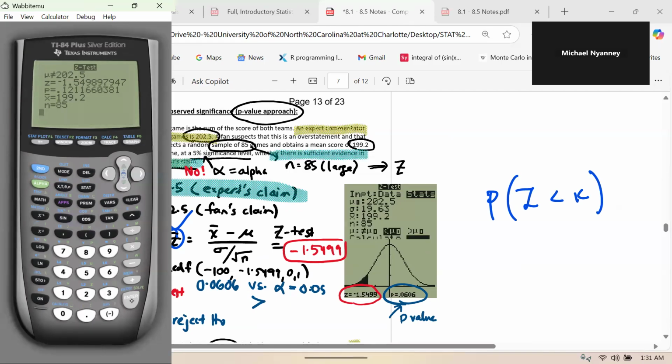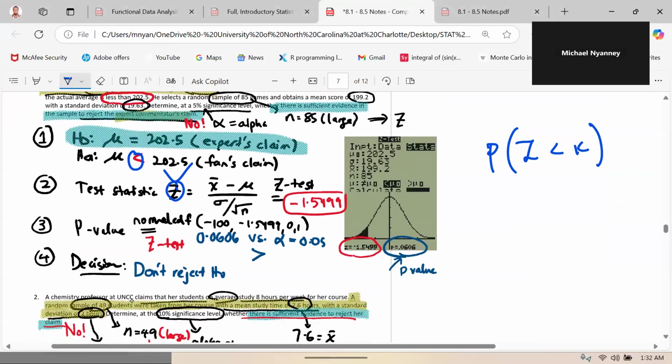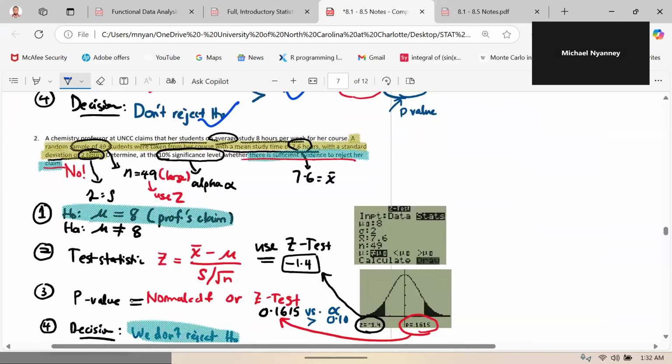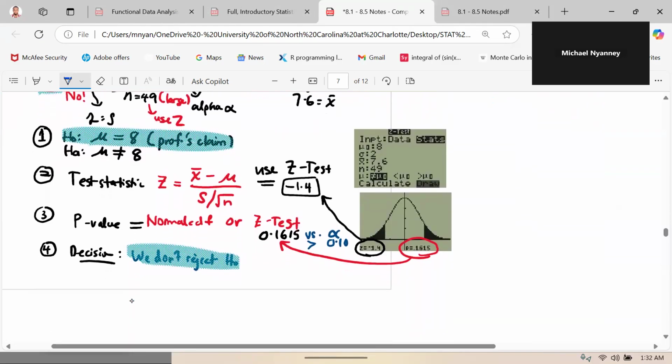So now you can compare the p-value to your alpha based on the direction that you are going. The alpha given was 0.05. Since we are doing one direction, the p-value is greater than it. If it is greater, what do we say? We fail to reject, or don't reject, H0. That's the decision that we make. So we do the same for all these questions and you're good to go using your calculator.